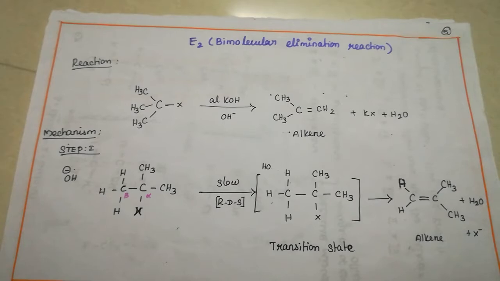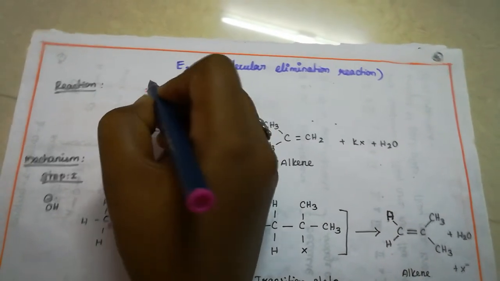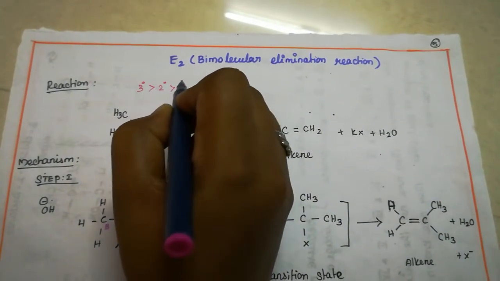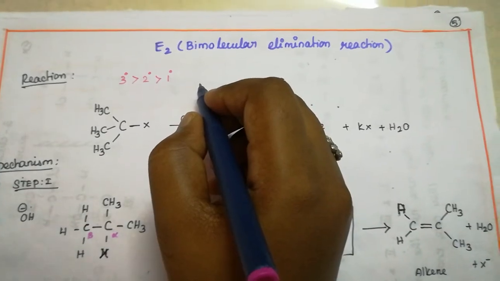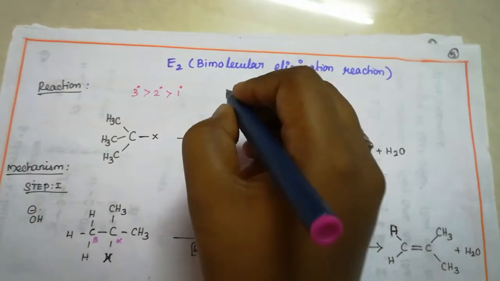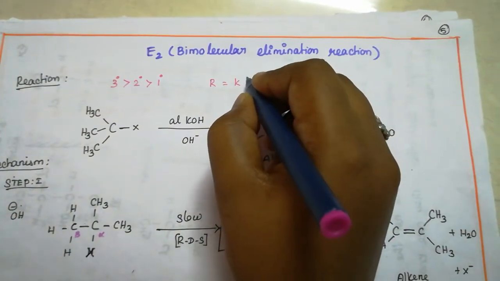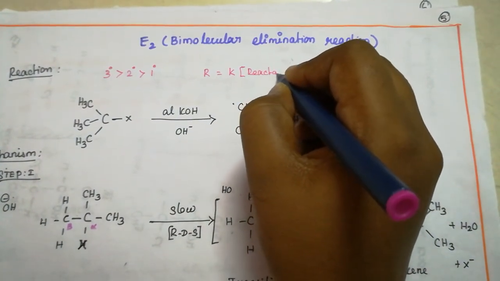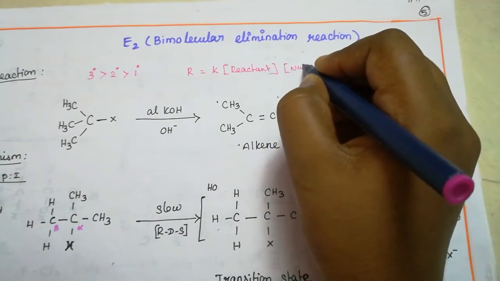When I come to E2 elimination, it has the same first factor: tertiary, secondary greater than primary. Then the rate depends on two concentration terms, that is reactant and nucleophile. Rate equal to reactant and nucleophile.